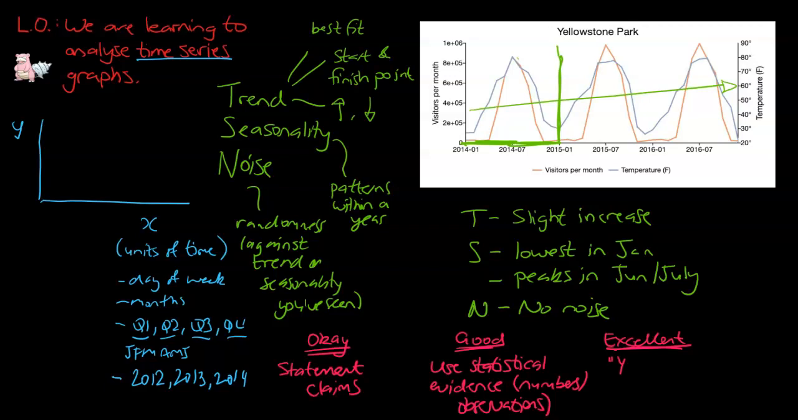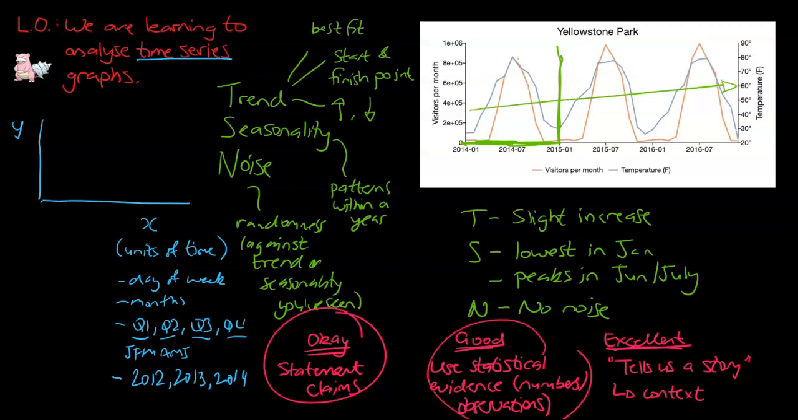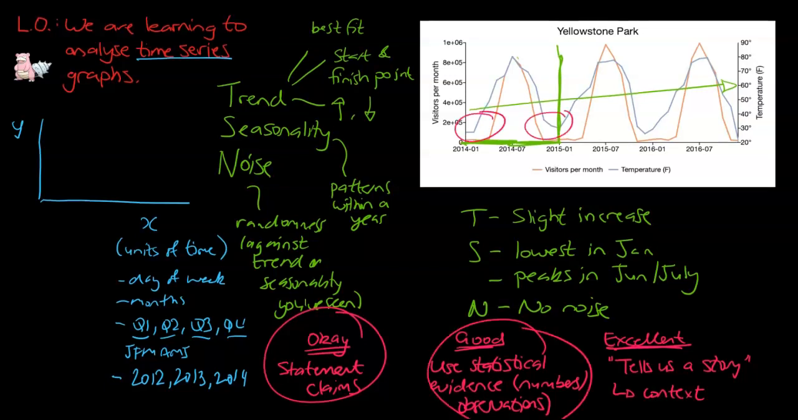And I always say a good answer, it tells us a story. And this relates to the context of the scenario. And a good example of here is seasonality. So an okay answer will say maybe the number of visitors are the highest every June or July. A better answer will maybe mention, well, they're at their lowest in January, and perhaps they'll mention that it increases in between those high points and low points.